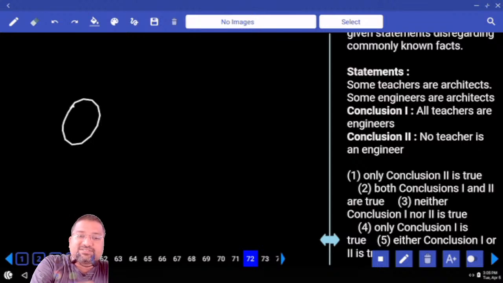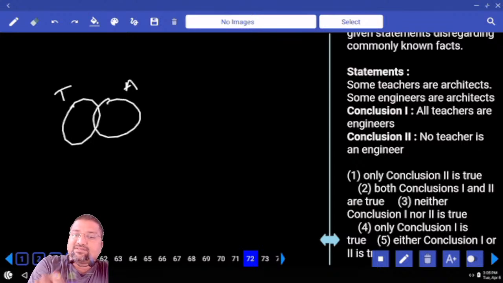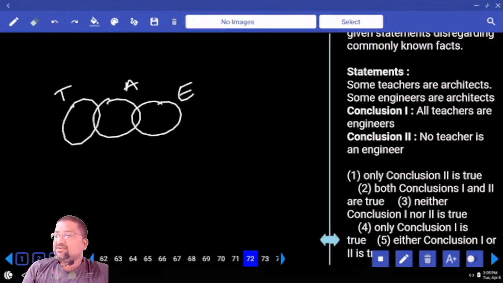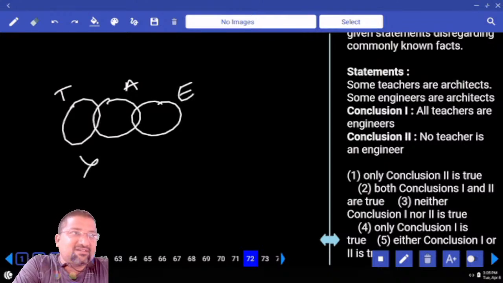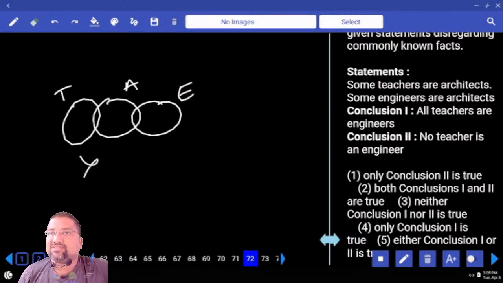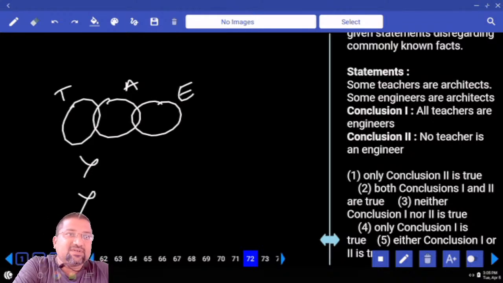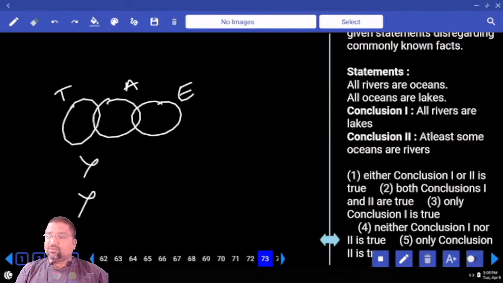Some teachers are architects. Next, some engineers are architects. First conclusion, all teachers are engineers. Is it so? No. Next, should we try it? Direct answer. Wrong. Why? All the statements are positive. When all the statements are positive, any negative conclusion that is right will automatically become false. Clear? Neither 1 nor 2.